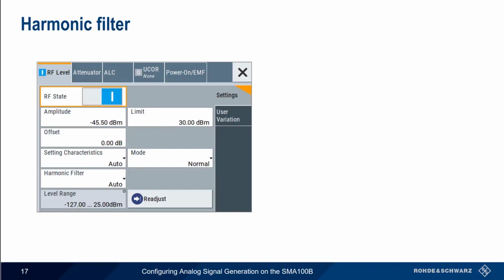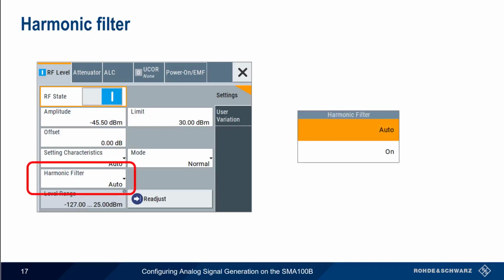The SMA100B has a filter designed to reduce the level of generated harmonics. In the auto setting, the harmonic filter is selected based on current level settings. Setting the filter to on ensures the best harmonic performance, but also reduces the level range.